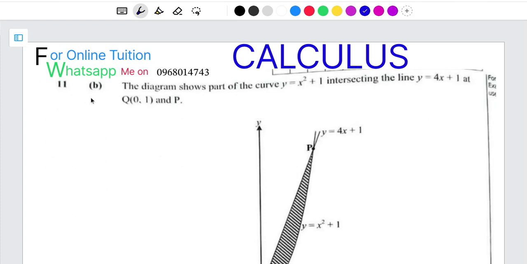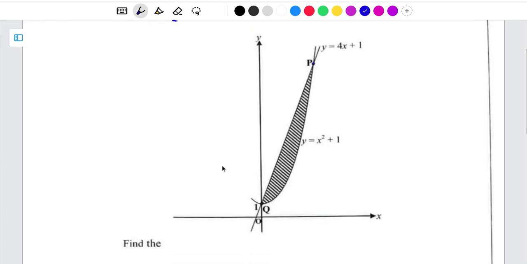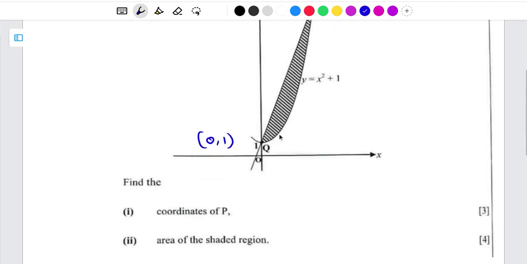So the question is saying the diagram shows part of the curve y equals x squared plus 1 intersecting the line y equals 4x plus 1 at Q, where the coordinates are 0, 1, and point P, which is at this point here. So the coordinates at Q we have been given as 0, 1. Then the coordinates at P we don't know, that is x, y. So the first question is asking us to find the coordinates of P.